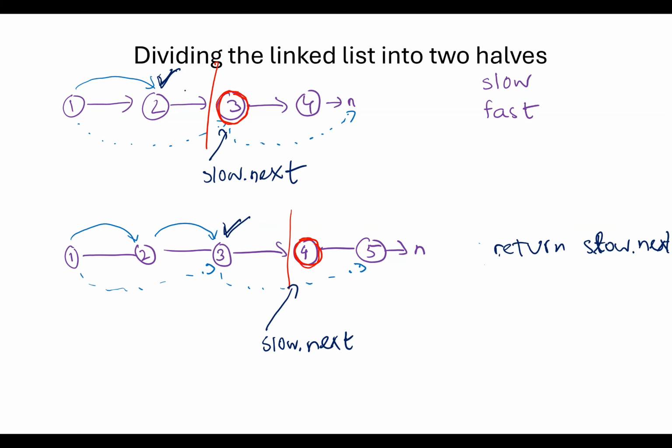Let's see, when the slow pointer is here, where is the fast pointer? You see the fast pointer is here, right? That means we can say fast.next is this. In the second case, if the slow pointer is here, the fast pointer first comes here and then comes here. So the fast pointer is here, and as you can see, fast.next is null.